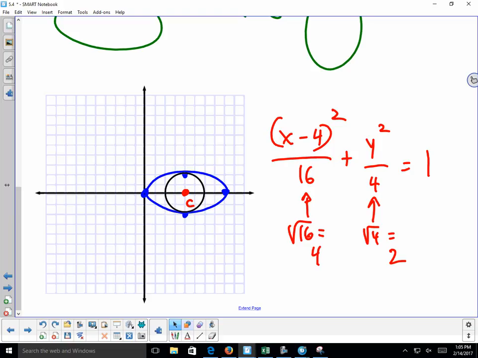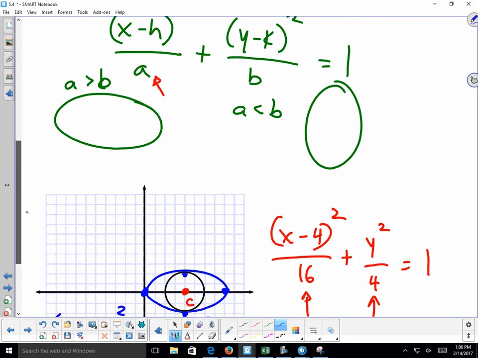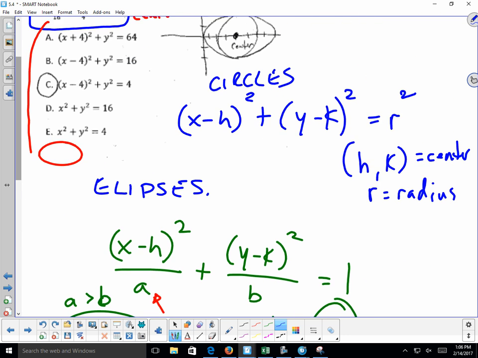So the equation of this circle is x minus h. We want to still shift over 4, right? We don't want to shift up or down for our center, so that's just y minus 0 quantity squared equals, and what's our radius going to be for this circle? 2, so I need to square that and get 4. Does that make sense? So that's why our answer for this problem should be C.